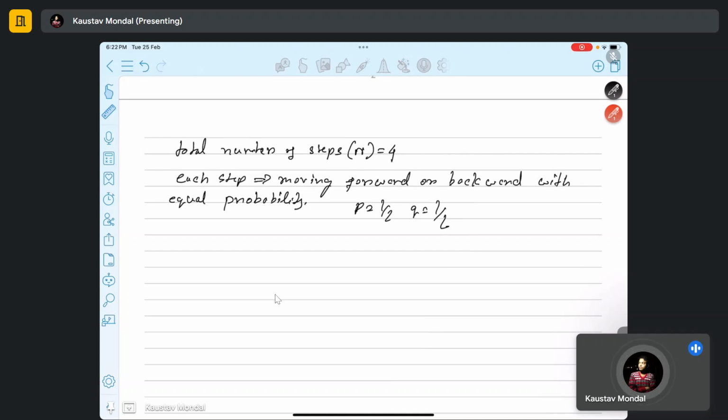As mentioned, at each step you are flipping a coin, so this basically means that the moving forward or backward probability will be equal to flipping a fair coin. That flipping of a fair coin, we already know that probability is half, right?